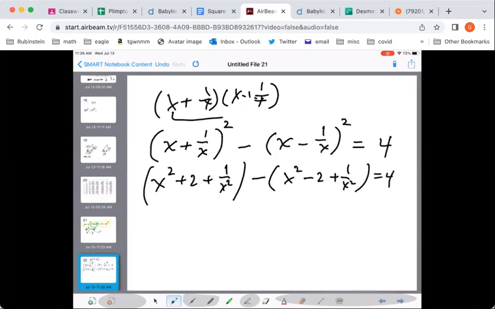Or if you want to be extra sneaky, you could say that a is x and b is 1 over x. So the difference is 4ab, which is 4 times x times 1 over x, which is just 4.